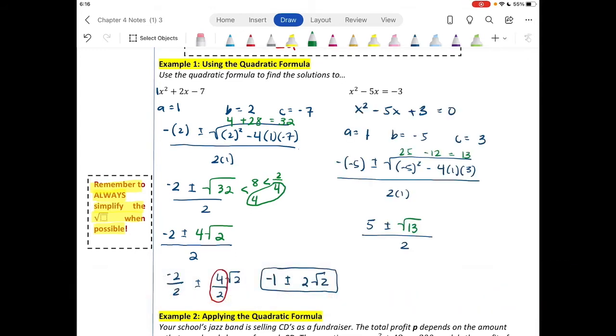This problem has the exact same steps as the last one, but this time we do have a negative b value. So make sure you're always plugging in your terms in parentheses. That way we really end up with a positive 5 plus or minus the square root of 13, all divided by 2. And here is our final answer.